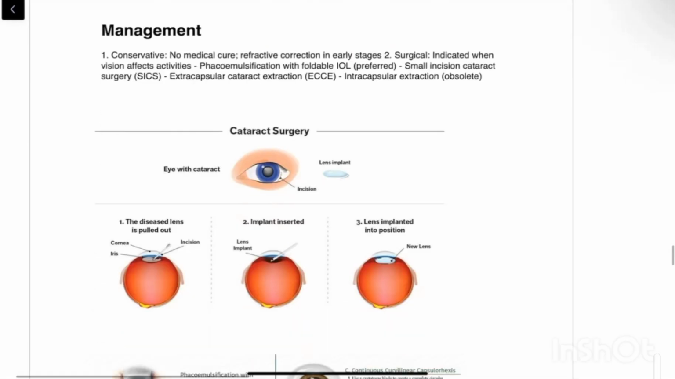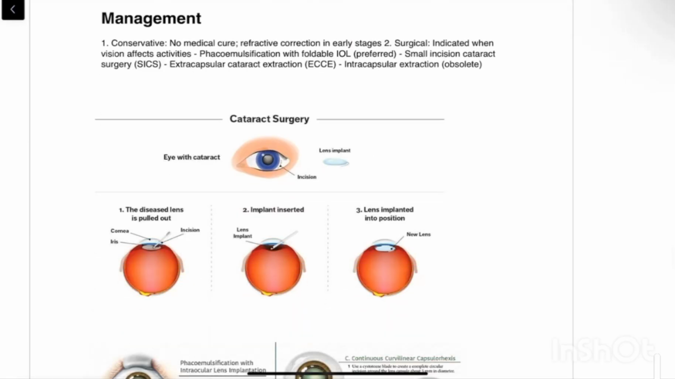Okay, after this, management. So how will we manage a case of cataract? One is conservative management. In conservative management there is no medical cure actually. We can just correct refractive changes, like if the patient says the spectacles no longer help, we will go for changing the specs. We can do refractive correction. The ultimate treatment is surgical.